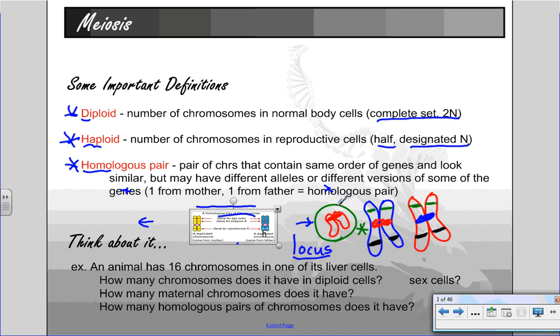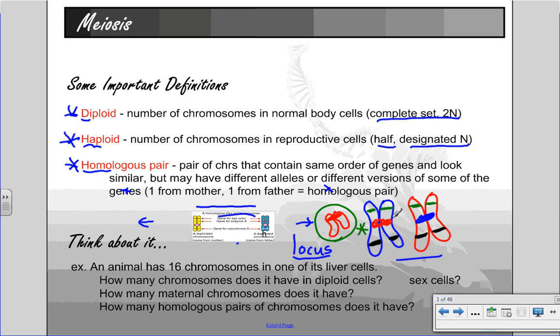Okay, so a homologous pair is a pair of chromosomes that contains the same order of genes, and they look similar, but they might have different alleles or versions of some of the genes. So in other words, the sequence is slightly different, even though it codes for the same trait. Maybe one codes for one color of the eyes and the other codes for a different color. So this is a similar kind of diagram that I had drawn in class.